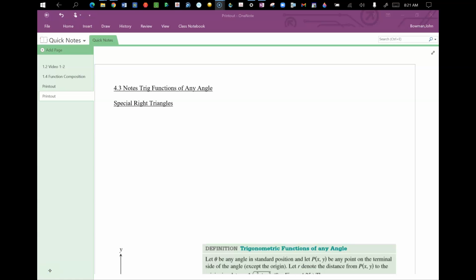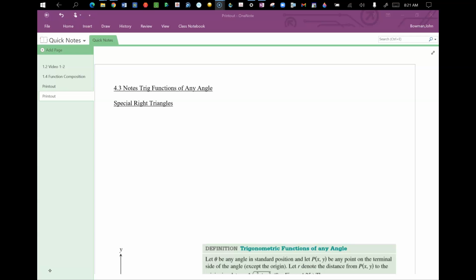Hi everyone, it's Mr. Bowman, and in this video we're going to go back to section 4.3 and we're going to focus on the 6 trig functions for angles outside of the first quadrant. So we're going to cover lots of things today, but it's all going to tie together.